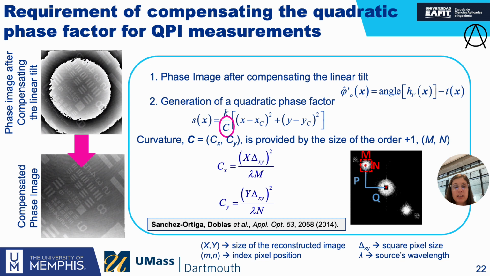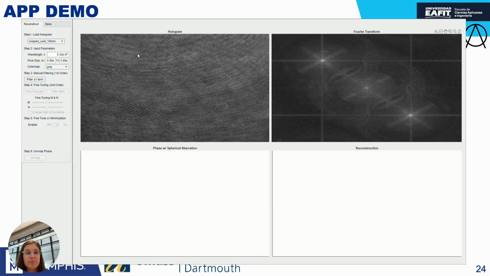And this is another example where we have the non-compensated, the compensated for the linear tilt but not the spherical, and then the fully compensated one. When we have the curvature, the pixel values are related to the values of M and N. That was an outcome of the paper led by Dr. Sanchez Ortiga in 2014.